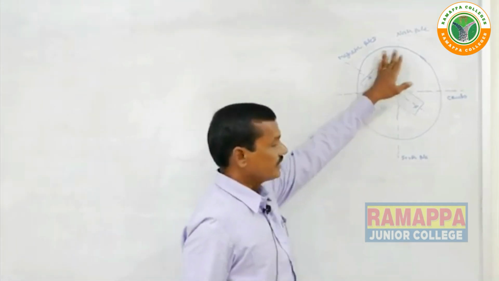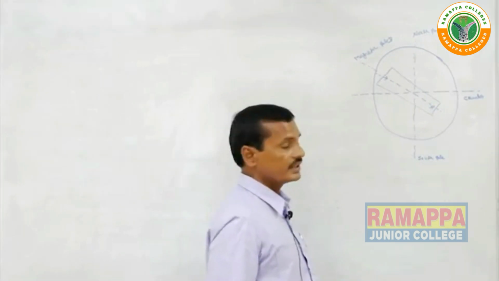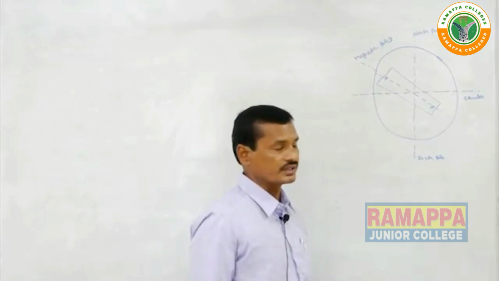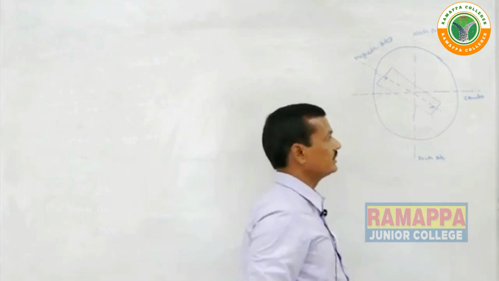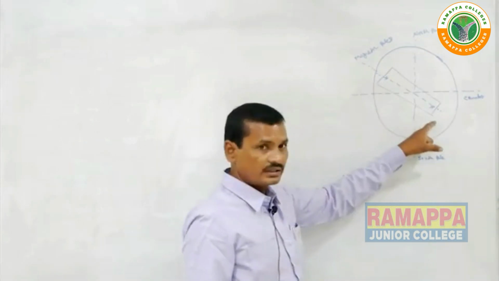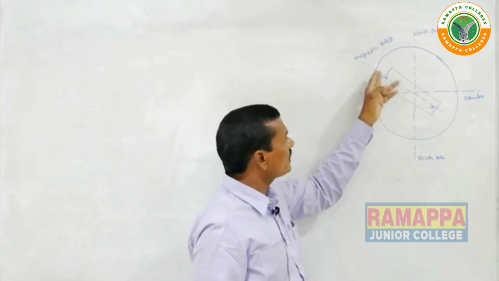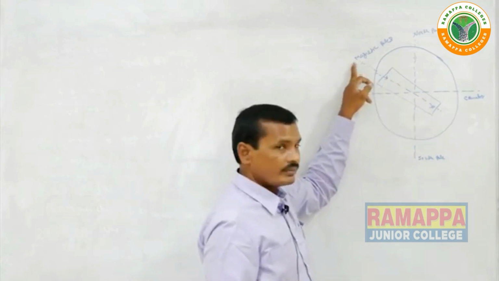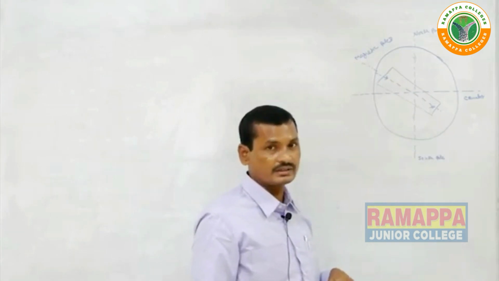For example, this is the earth. Earth is in the shape of a sphere. We place a compass. The compass shows north direction and south direction. Suppose this is the south pole of the earth and this is the north pole of the earth. This is the equator. We are considering earth as a magnet. This is the north pole and this is the south pole. This is the magnetic meridian line of the earth.